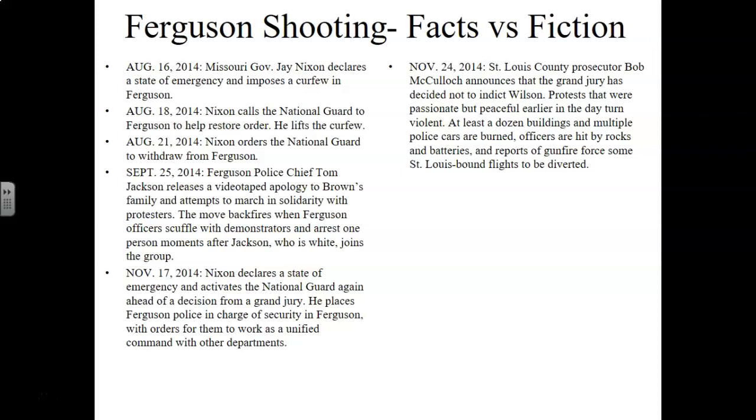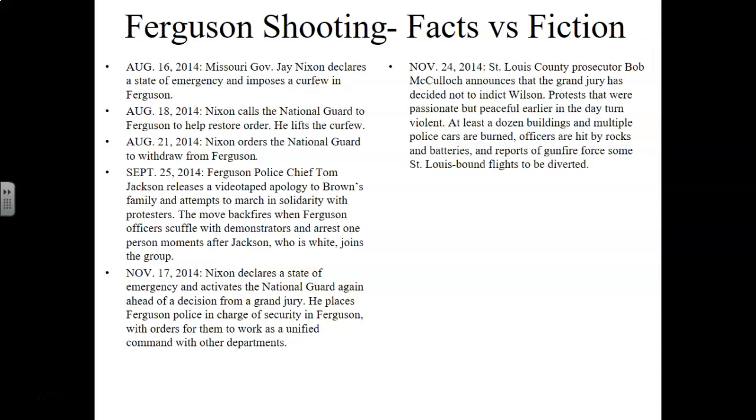And then on November 24th, just before Thanksgiving, St. Louis County Prosecutor Bob McCulloch announces that the grand jury has decided not to indict Wilson, that there was not enough evidence to merit a criminal trial.